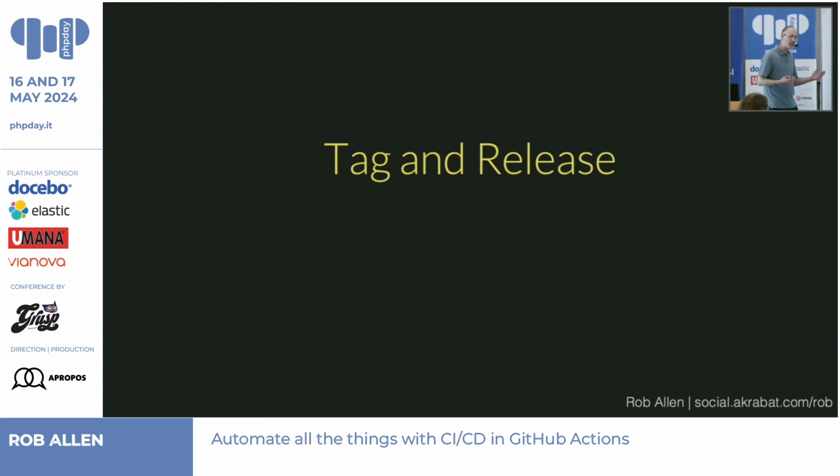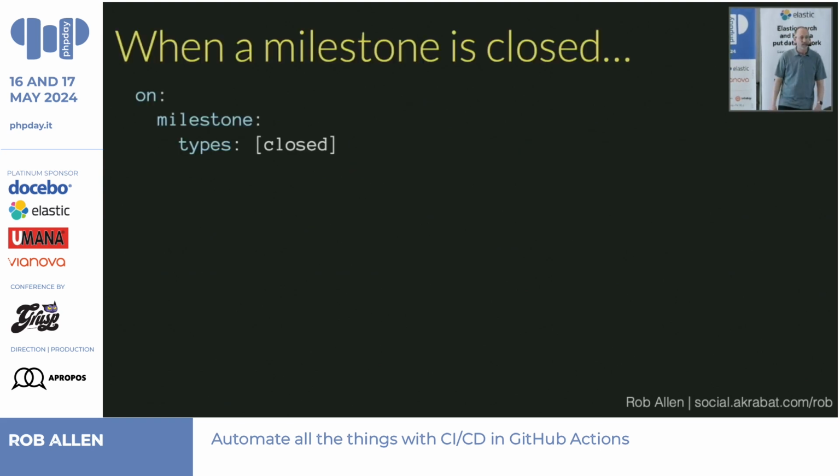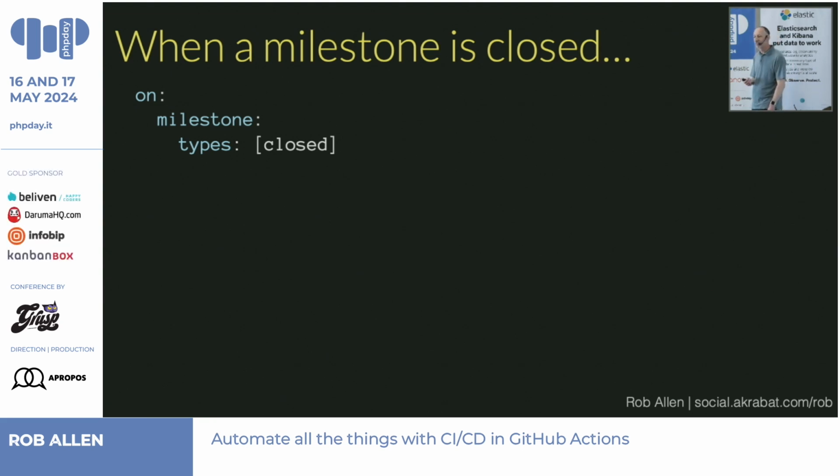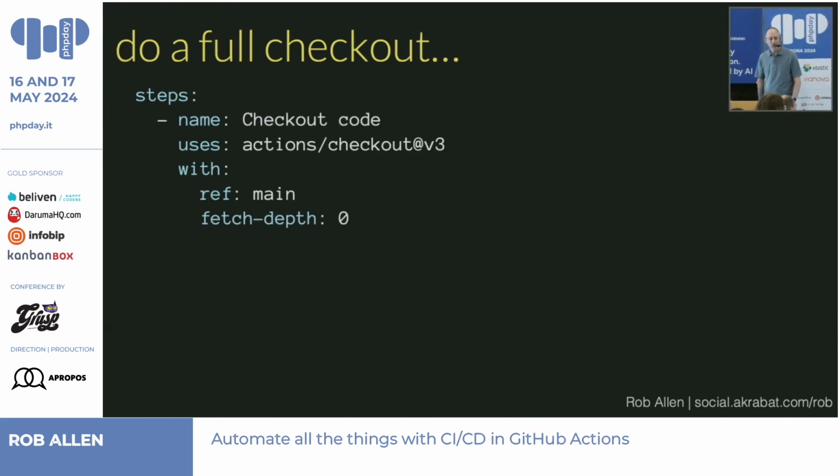It's all the same sort of stuff, but now we're doing slightly different things. We're going to need to tag our source code. We're going to have to release it. Tagging has to happen at an event. The way I normally do it is when we close the milestone. So we create a milestone in GitHub that represents our next release. Then when that milestone is closed, to do a checkout.